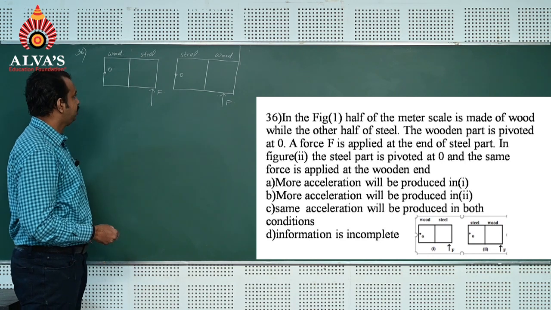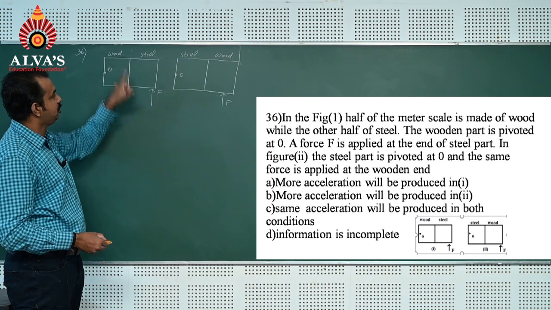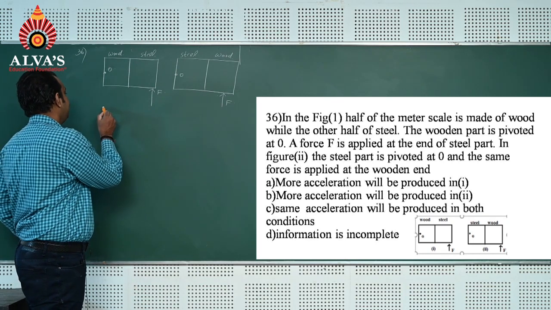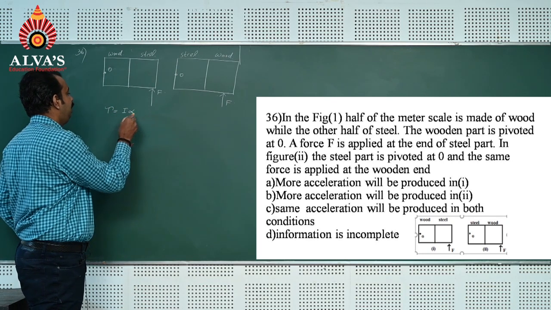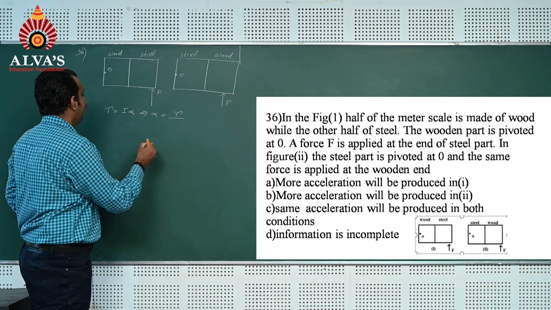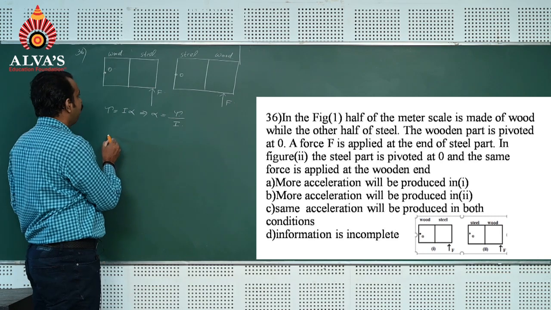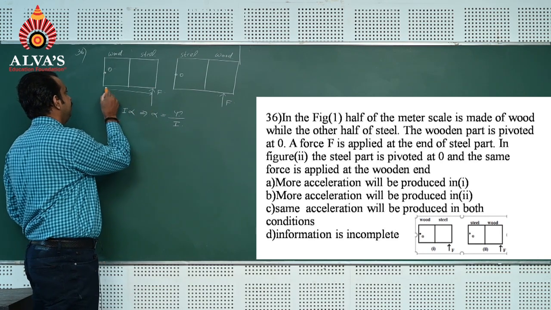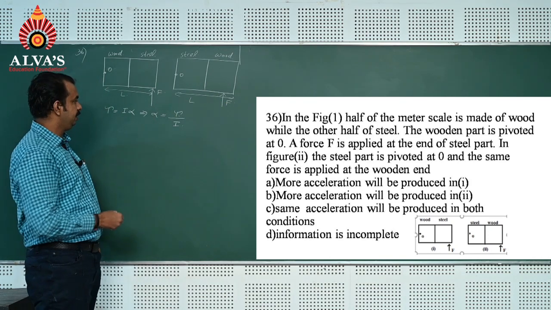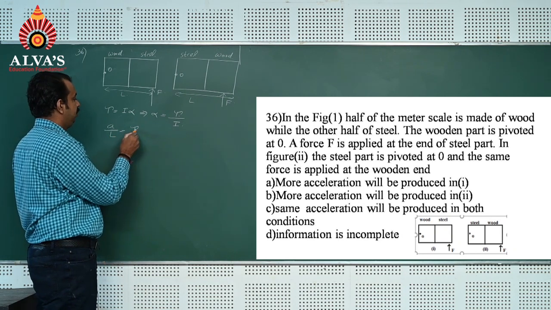You know, when force is applied and this end is fixed, it undergoes rotational motion. Rotational motion is due to torque. So torque tau is equal to I into alpha. That implies alpha is equal to torque divided by I. If I consider this length as L, alpha is equal to a by L, which is equal to tau by I.